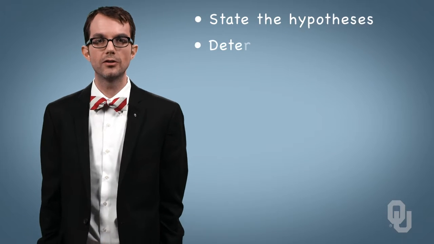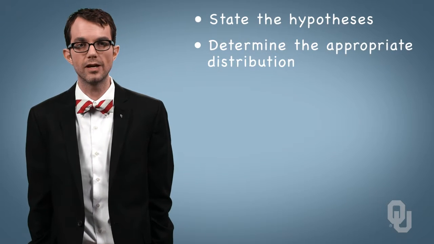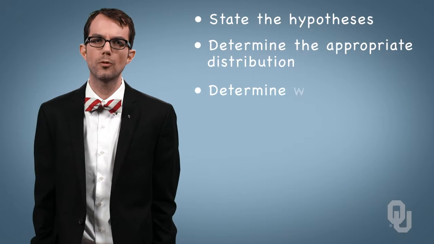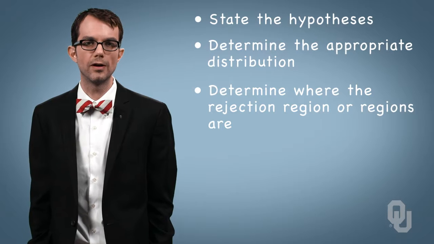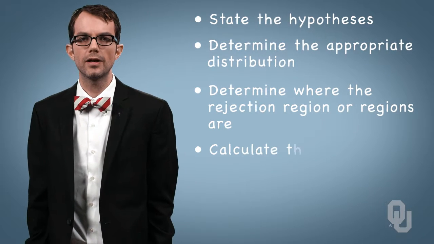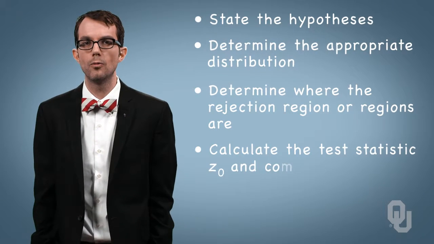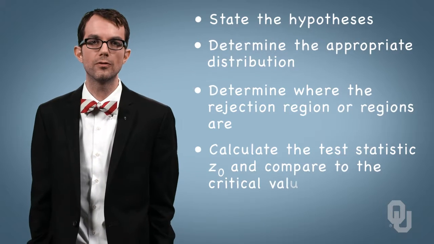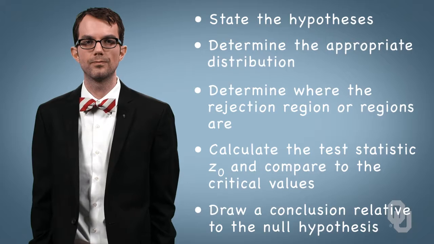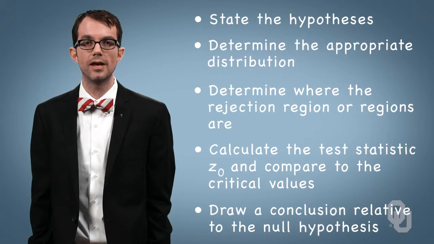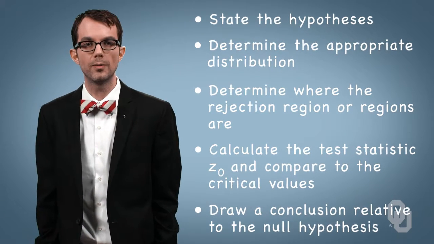The critical value approach works the same way we saw previously. We state the hypotheses, determine the appropriate distribution, in this case a z distribution. We determine where the rejection region or regions are and what the associated critical values are. We calculate the test statistic z-naught. We compare z-naught to the critical value or values. Then we draw a conclusion relative to the null hypothesis. Same exact idea, except now our hypotheses deal with the population proportion. Let's take a look at an example.